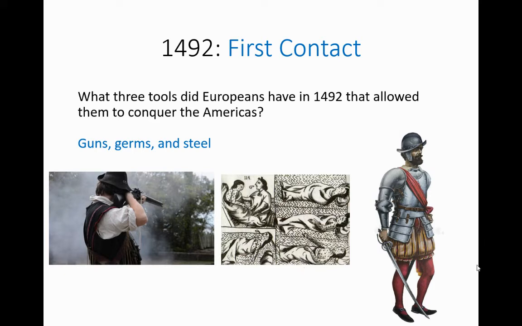And they had steel. If you take a look at this man, this is what the first Europeans in the Americas looked like. They were dressed like this. They had metal armor. They had metal swords, right? They wore metal helmets, right? And that gave them a big advantage over the indigenous people of the Americas.